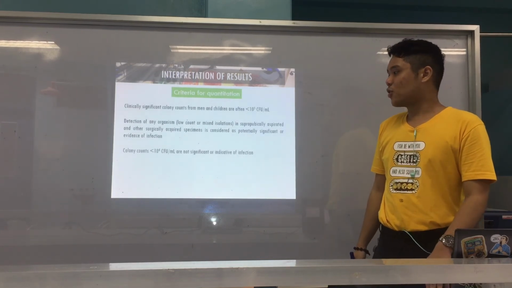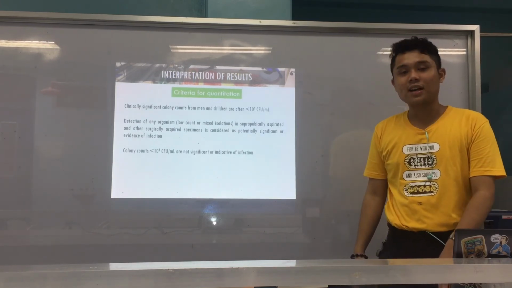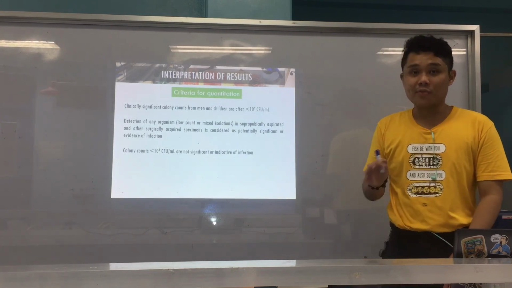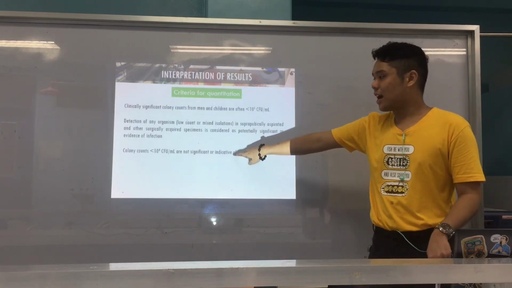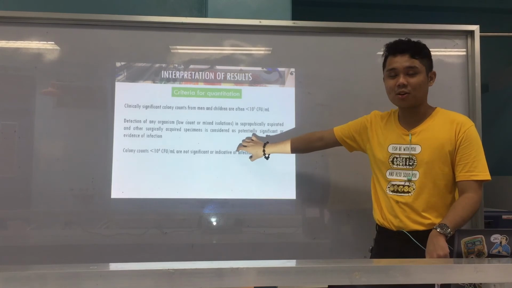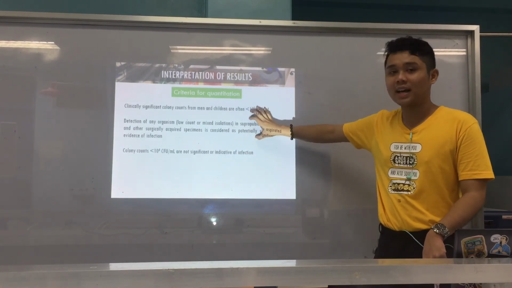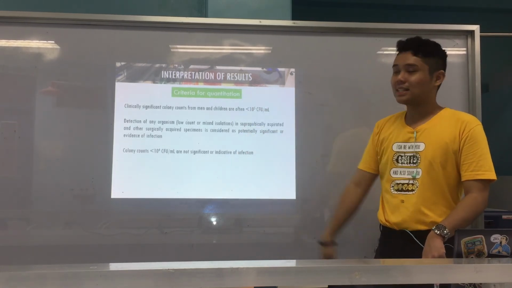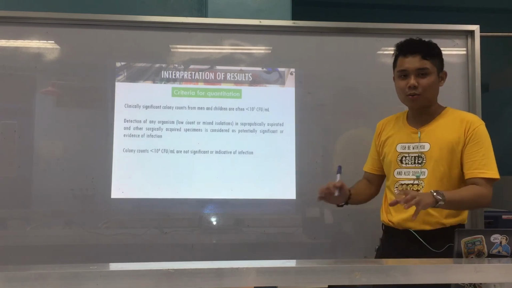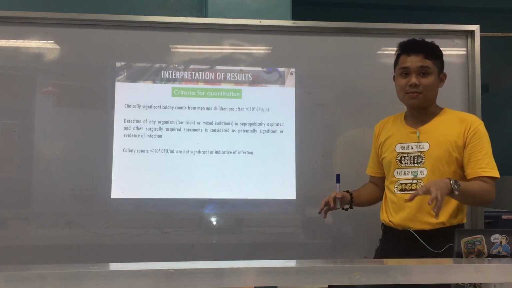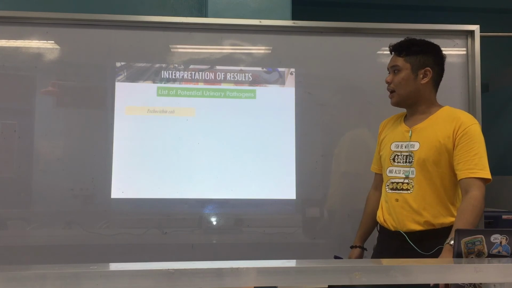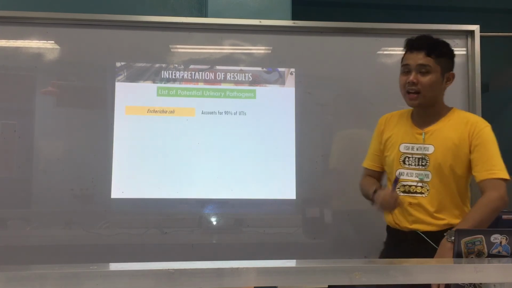Okay. Colony counts of less than 10 to the 4th are generally not significant or indicative of infection. But if this was counted from a specimen that was suprapubically aspirated, then that is now significant. Okay? So it would depend on your specimen. Alright? Okay. Now we go to the potential urinary pathogens.